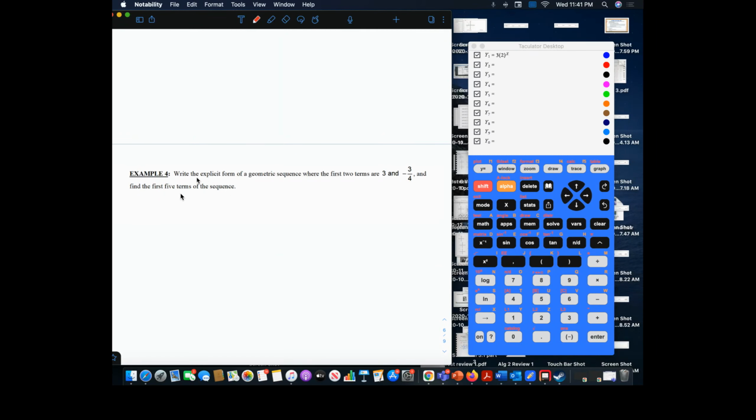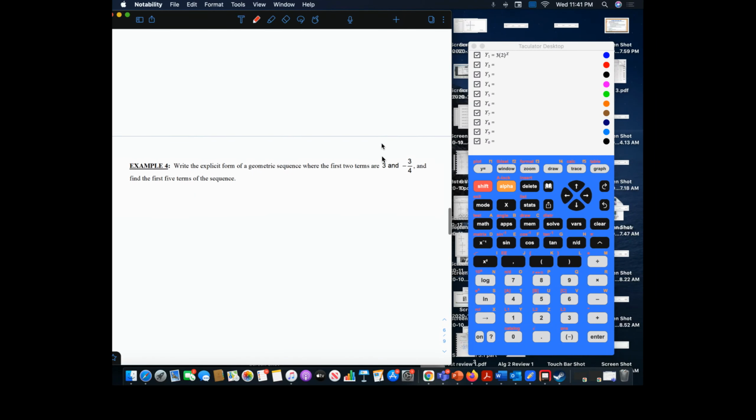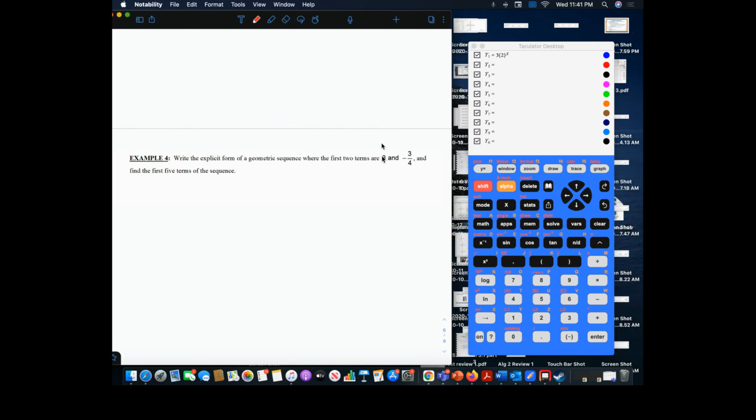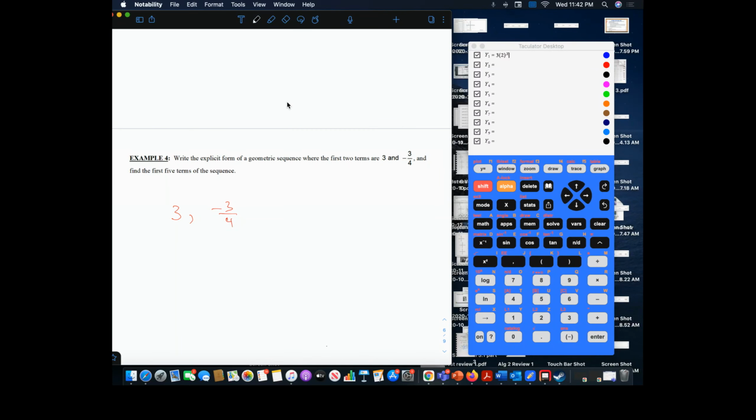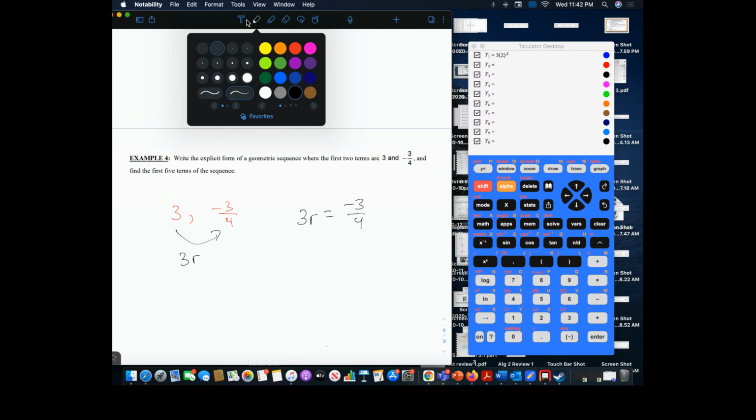And now we'll probably do some things that'll get a little more interesting. Write the explicit form of a geometric sequence where the first 2 terms are 3 and negative 3/4, and find the first 5 terms. So we know we have 3, and then we get negative 3/4. So to be very clear here, if you're asked to figure out what the formula is, we know what we're doing to get here. We're taking 3, we're multiplying by some value. Now what's important in math is when you don't know what that value is, you just put in a variable, in this case r. So we have 3r = negative 3/4, and then we solve for r.